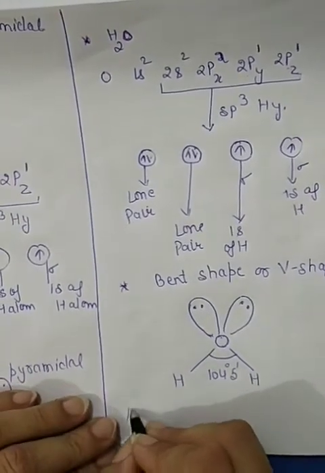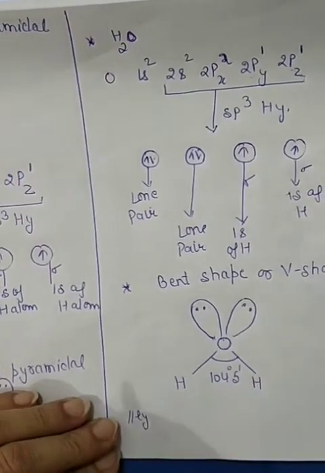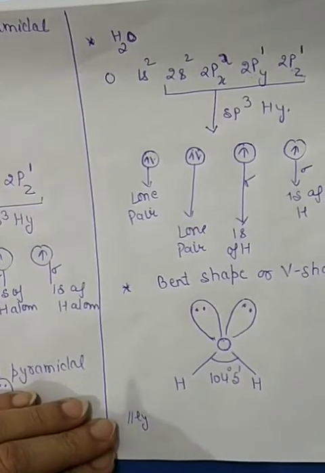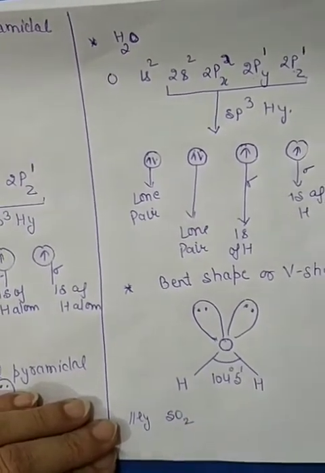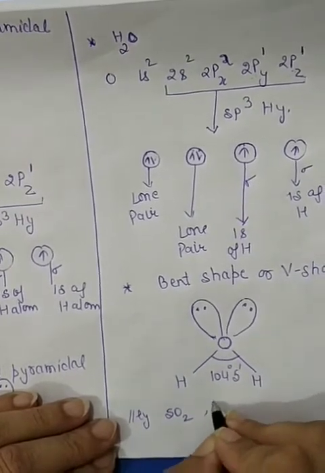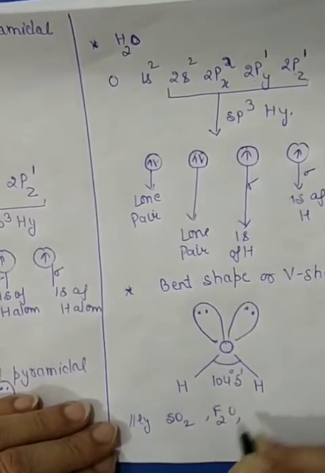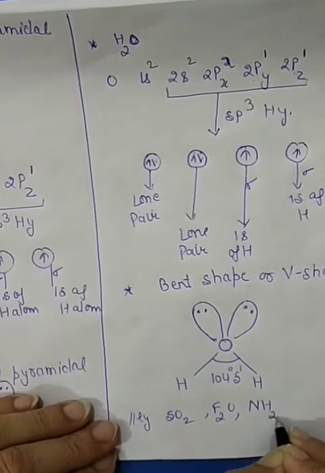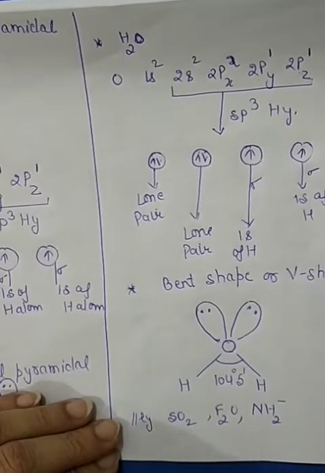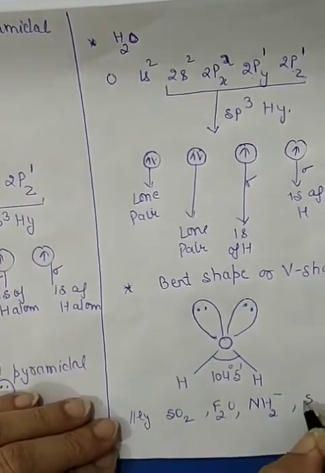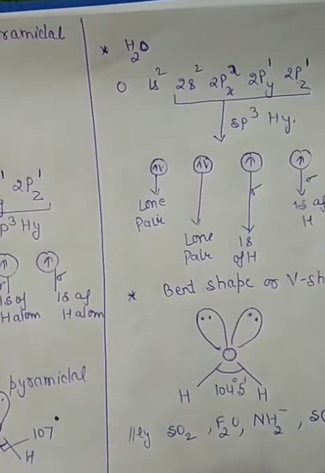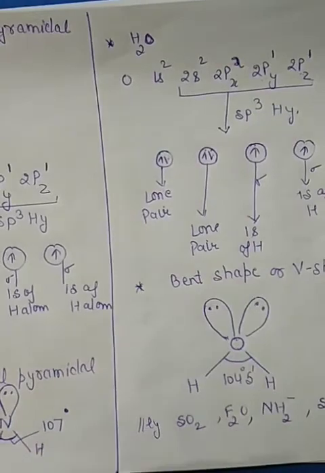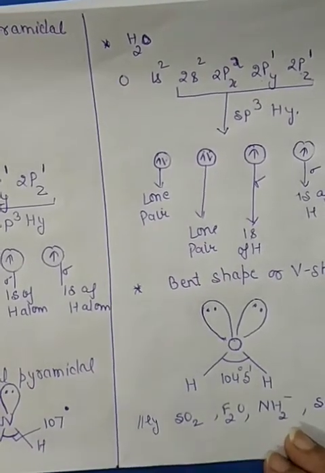Similarly, do other examples such as SO2, F2O, NH2 negative, SCl2, etc. They have the similar bent shape with the same hybridization.